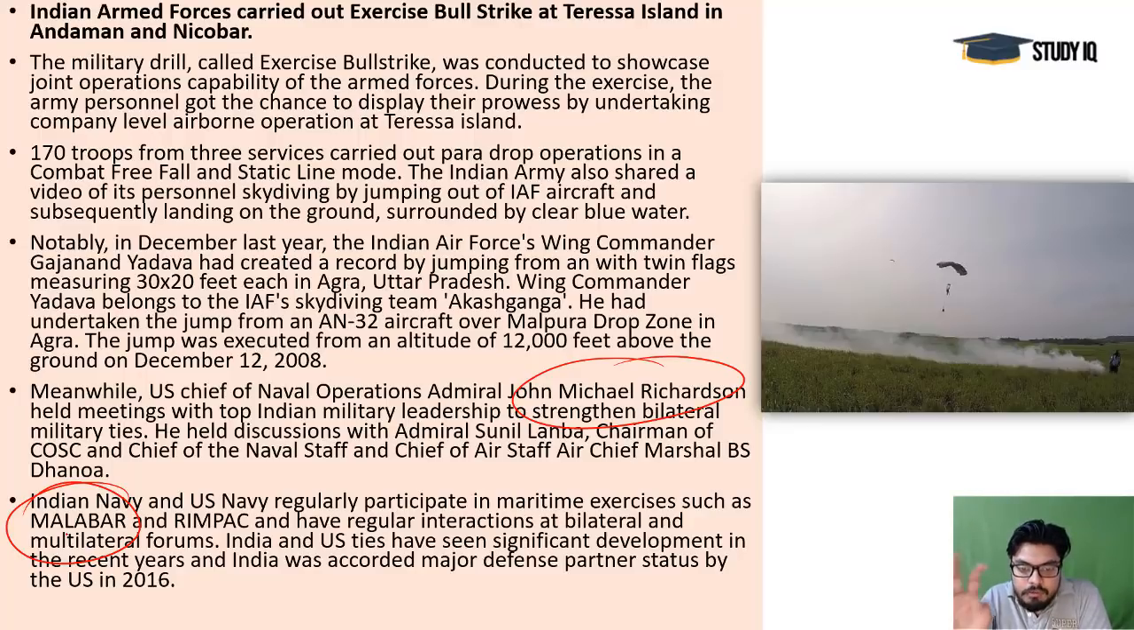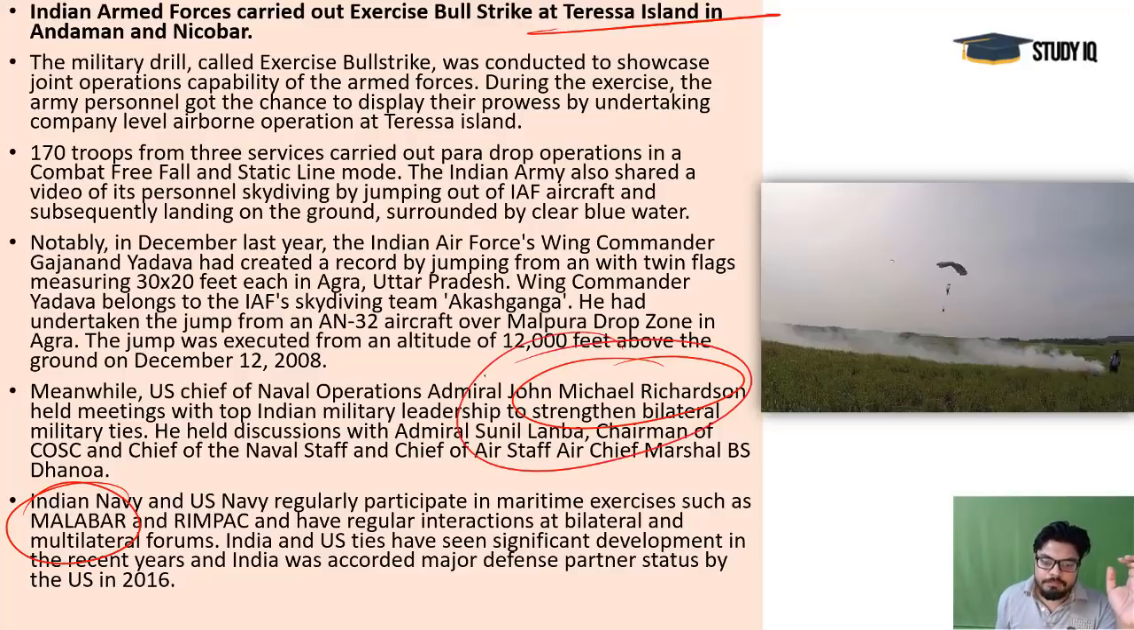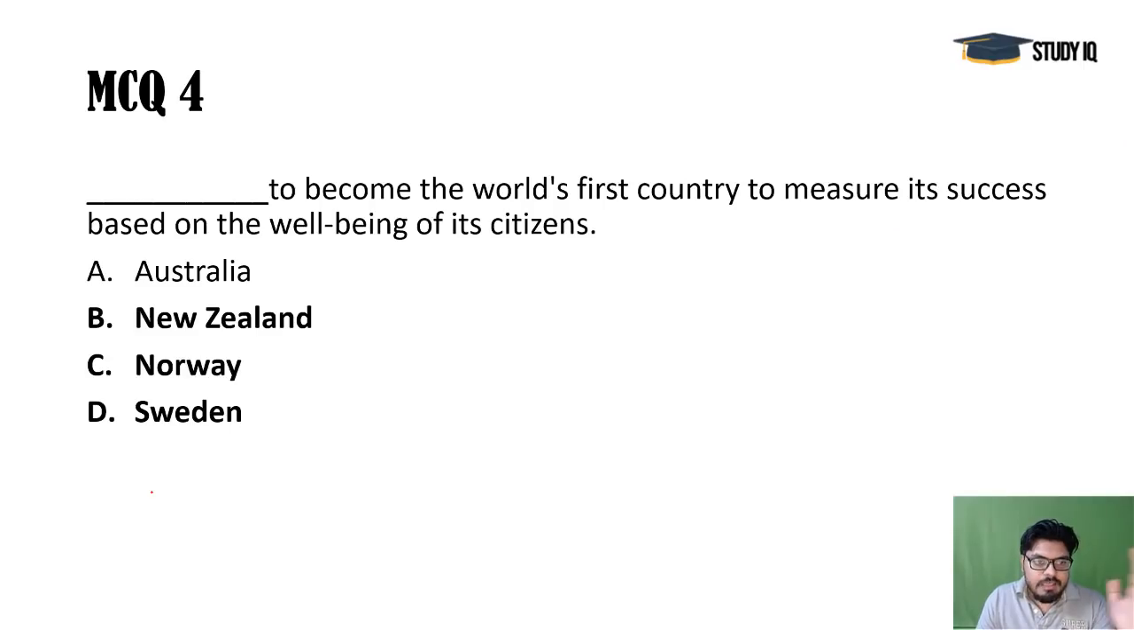So this year the Indian Ocean would be very, very important, and this particular Bull Strike, as I told you, happened in Terrace Island in Andaman and Nicobar. There is a Terrace Island there, and please go on the map and find the location. They may ask you about that. So it's a joint exercise for all these forces, and these are different ones. These I told you because these will be relevant this year in the prelims examination.